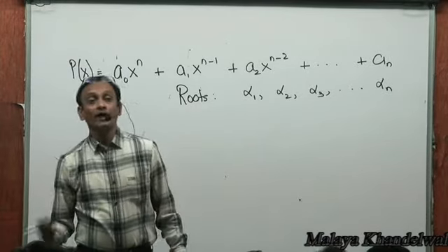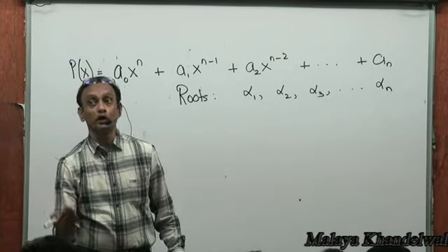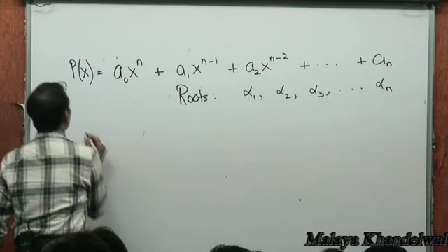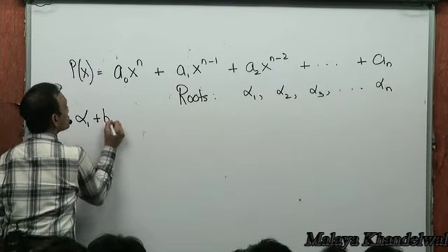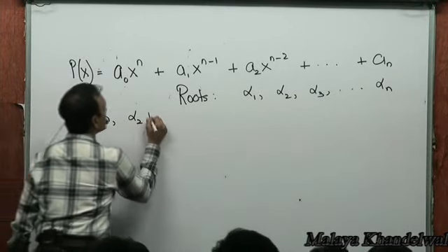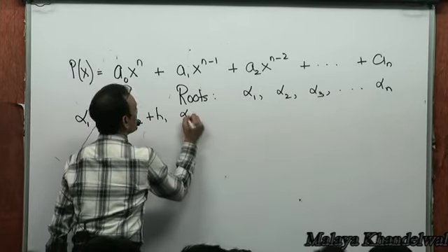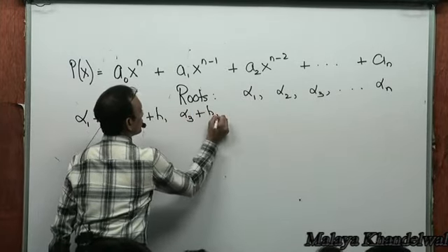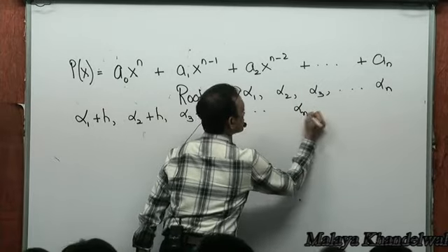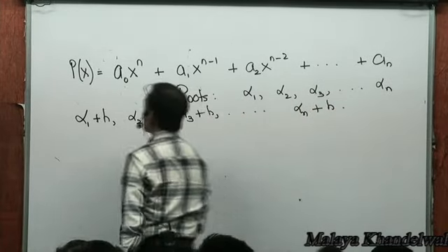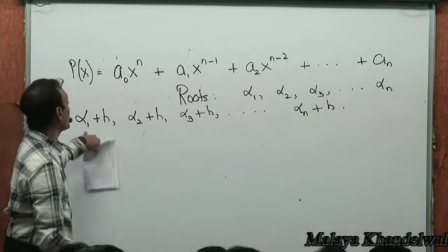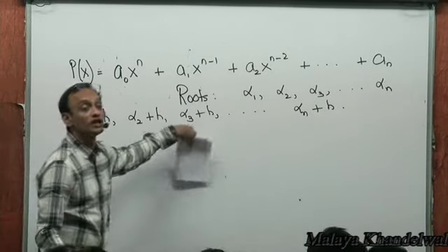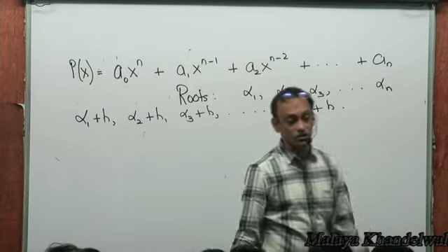Suppose I want to translate this into a polynomial. We want to find a polynomial whose roots are alpha 1 plus h, alpha 2 plus h, alpha 3 plus h, alpha n plus h. That means when I solve for x, I get these as the roots. Suppose I want to find a polynomial whose roots are alpha 1 plus h, alpha 2 plus h, alpha 3 plus h, alpha n plus h.